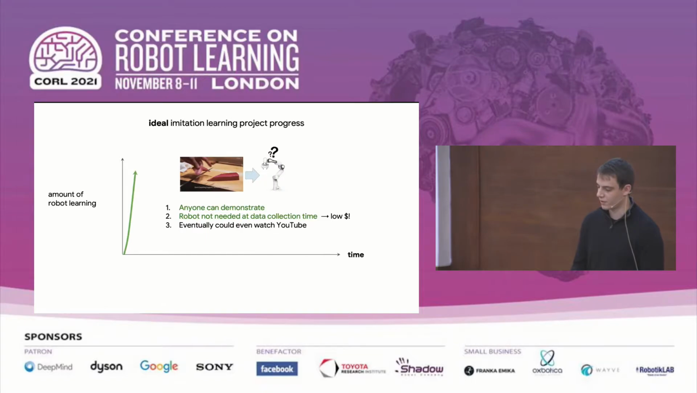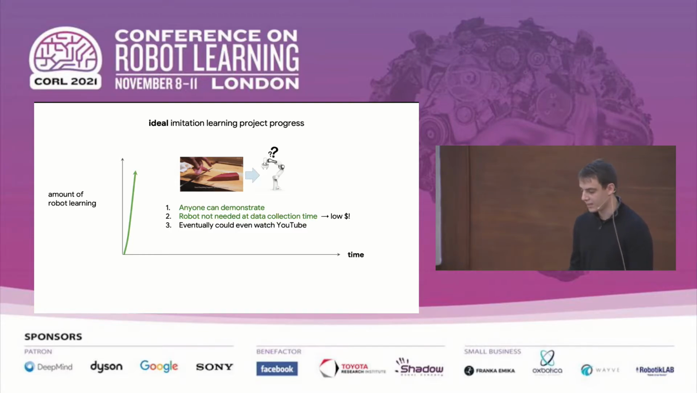What we really want is to have a curve that looks like this. And we believe the way to do this is to have robots that learn by watching. And if we can unlock this capability, then anyone can show demonstrations to the robot, and we don't need specialized hardware when we do the demo collection. And eventually, what we really want is robots that can learn by watching YouTube videos, for example.